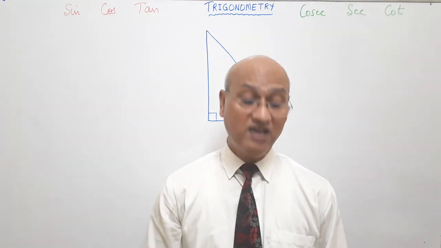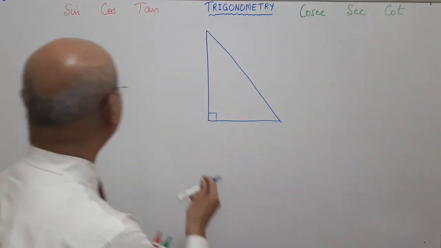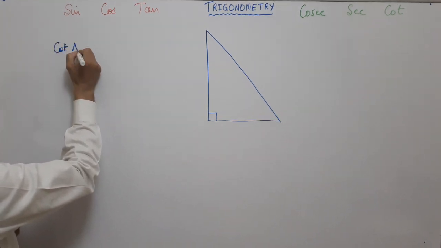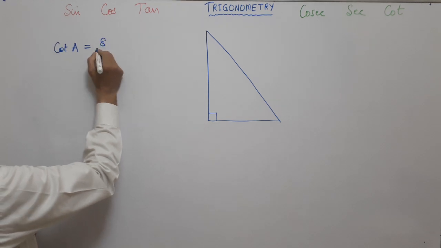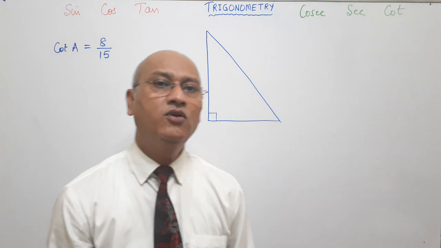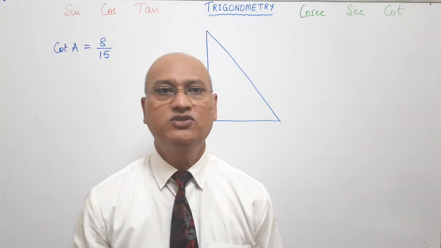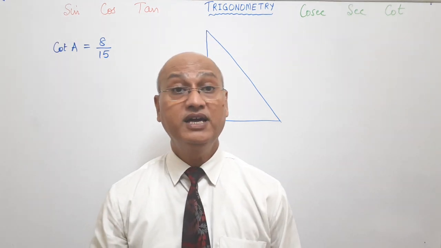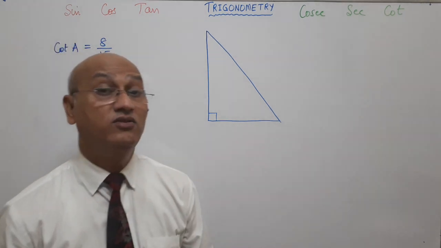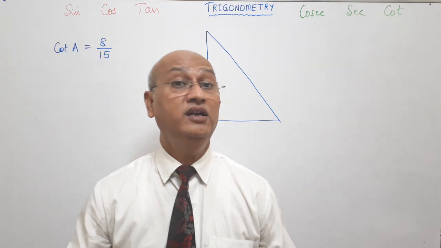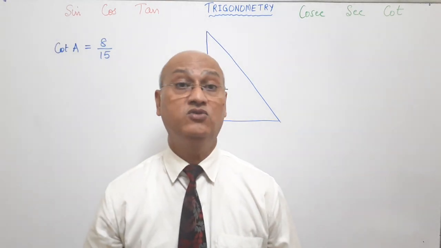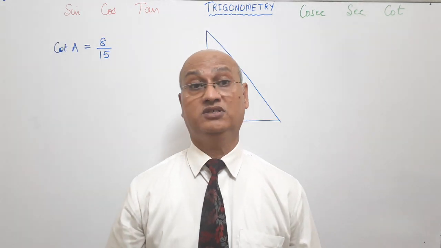So we'll take one example. Suppose cot A is given to you as 8 upon 15. Okay, so out of 12 ratios, cot A. Now cot A, one ratio, is given. That means you should learn how to find the 11 ratios. If you know how to find the 11 ratios, you can solve any question. Now how to approach the question? See the method.